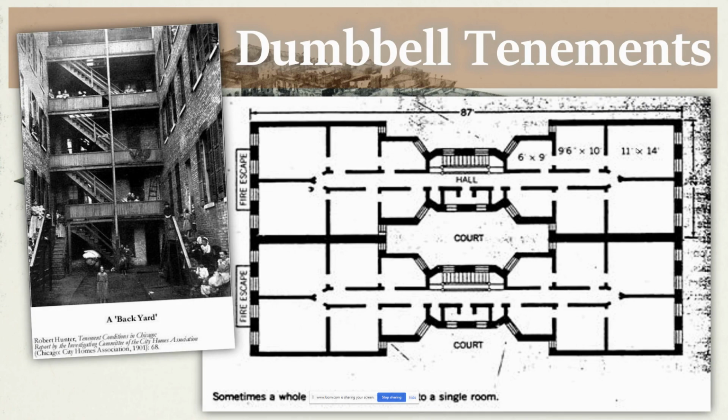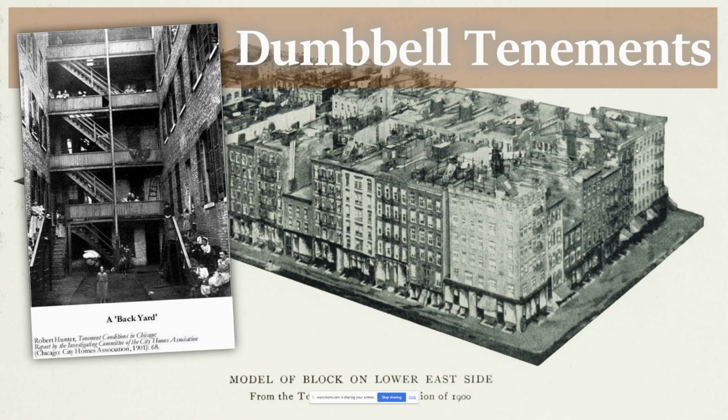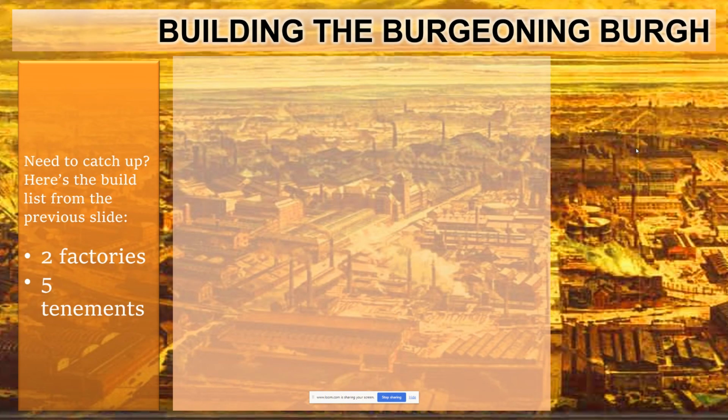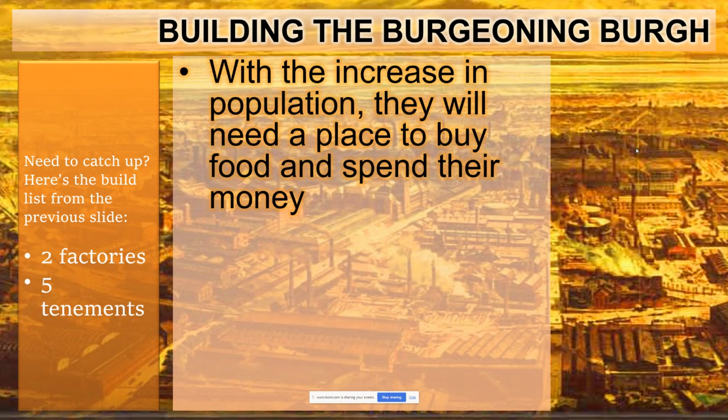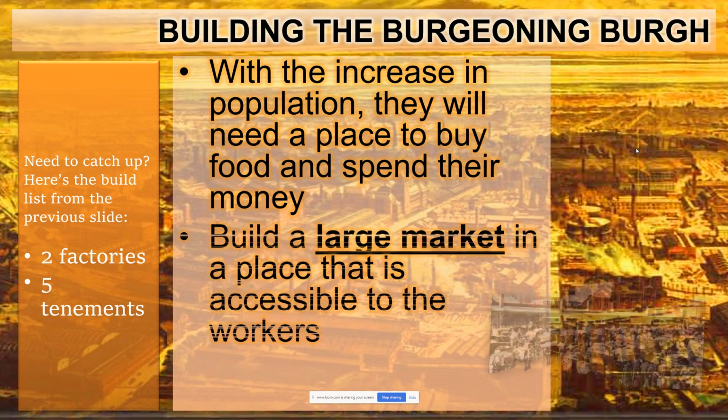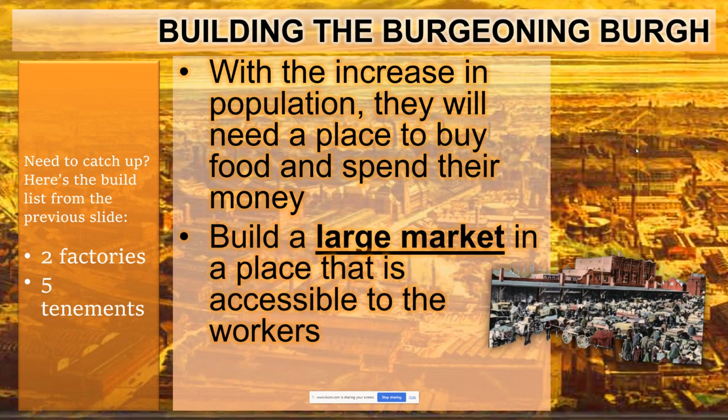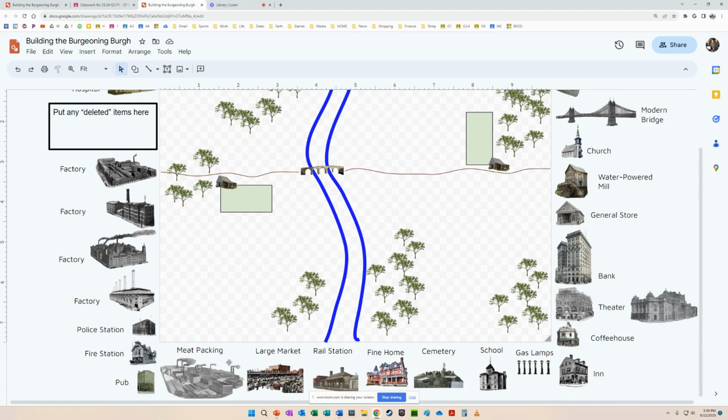So just to let you know what you're putting down in your city. But again, you've got 5 factories and you've got 5 of these dumbbell tenements. And obviously with the increase in population, they will need a place to buy their food and spend their money as well. So what you're going to do is go ahead and build a large market in a place that is accessible to the workers. Hopefully you've got the hang of this.